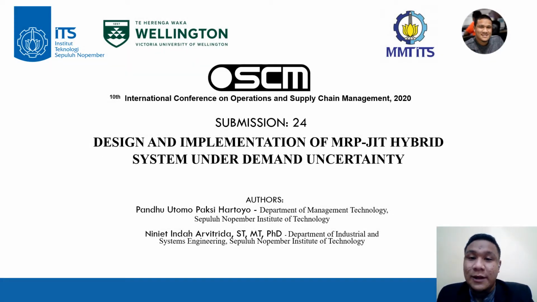Material Requirement Planning, or MRP, and Just-in-Time, or JIT, are two different approaches in planning and controlling materials. MRP focuses planning on a sales forecast, while JIT concerns production taken from actual customer orders. Can these two methods solve the uncertainty of demand?